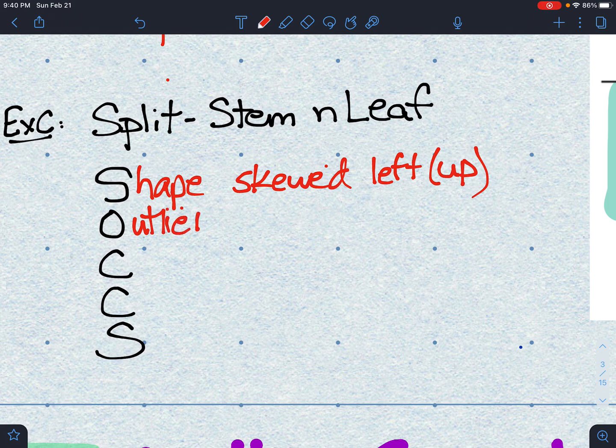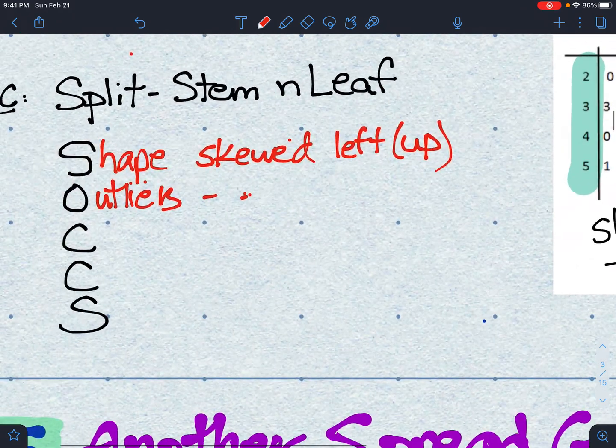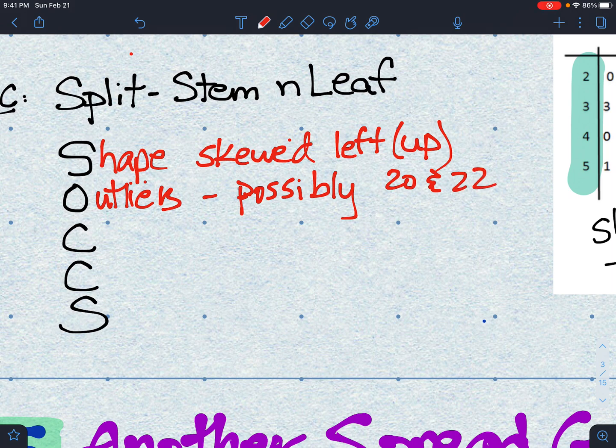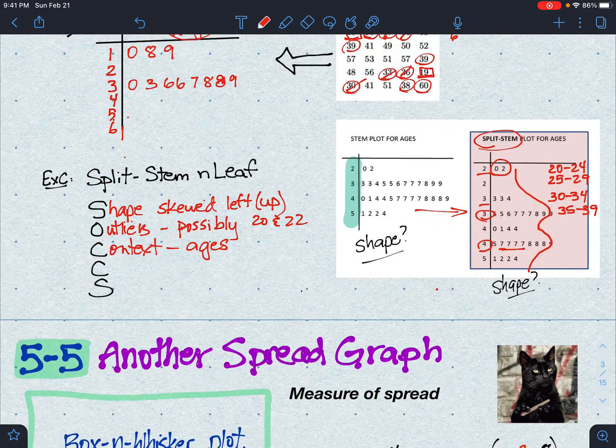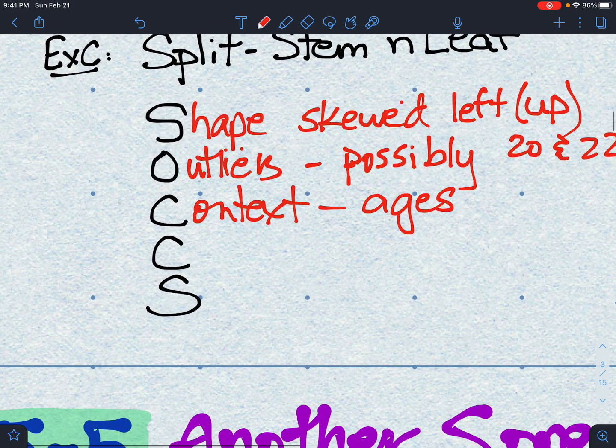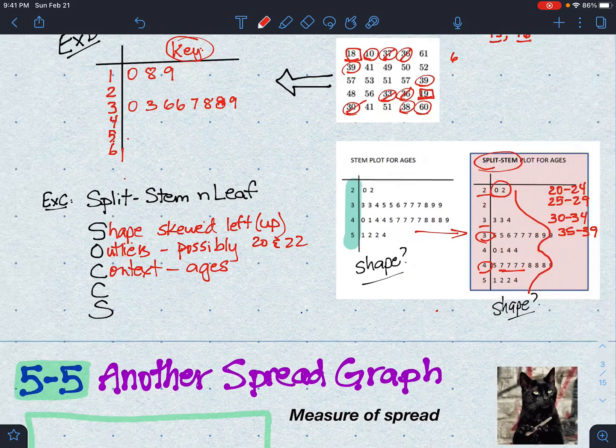Outliers, are there any outliers? Well, there are 2 outliers, possibly. I'll say possibly because we need a definition of what that is. Possibly 20 and 22. The context, all we are given in this problem is that these are ages. We don't know if this is ages for salaries or rides on an amusement park or deaths. Who knows what these ages are.